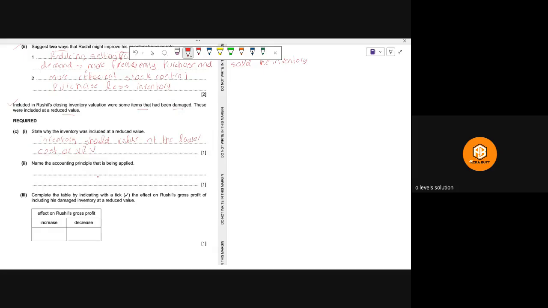Next is that if we overstate the closing inventory, automatically cost of sales will decrease. So automatically the GP will be overstated and the profit will be overstated as well. So that's why according to the prudence concept, we should not do that.